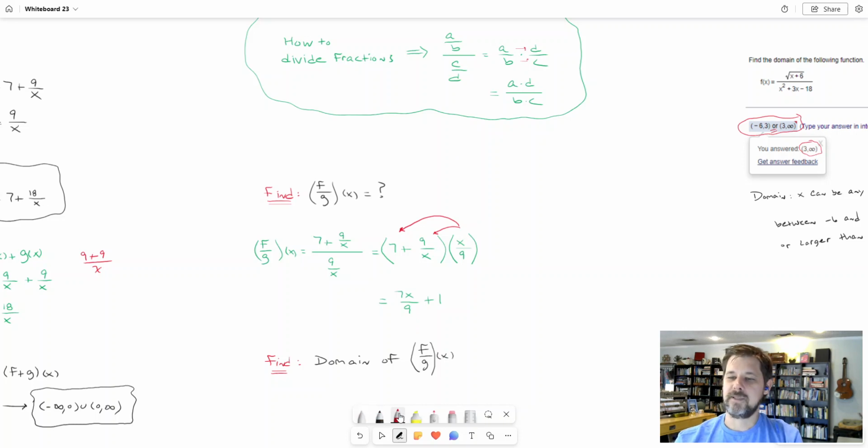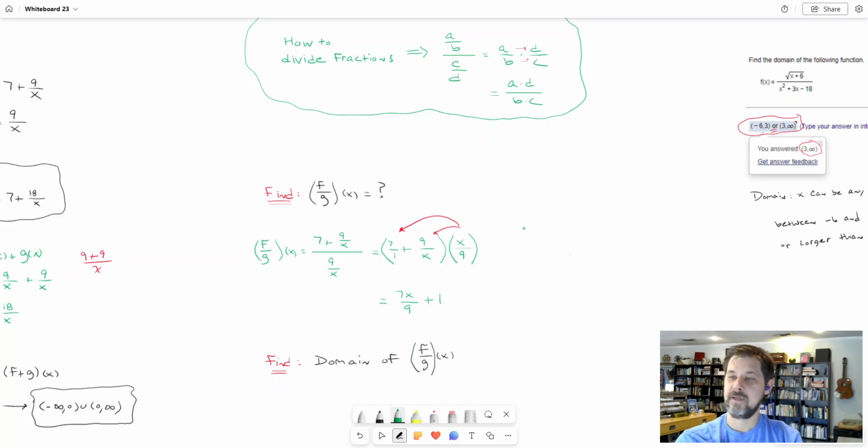So I'm gonna write the 7 if you want. If you think things line up and look better that way, you can say 7 over 1. So I've got to multiply 7 over 1 times x over 9. That's 7 times x over 1 times 9. That's 7x over 9. And then I multiply 9 over x times x over 9. That's 9 times x over x times 9.